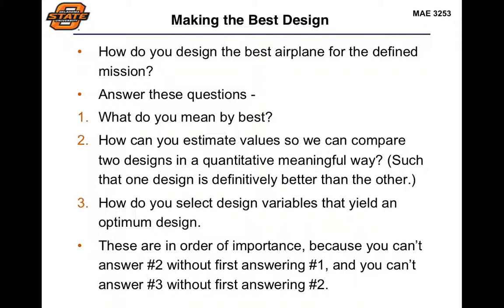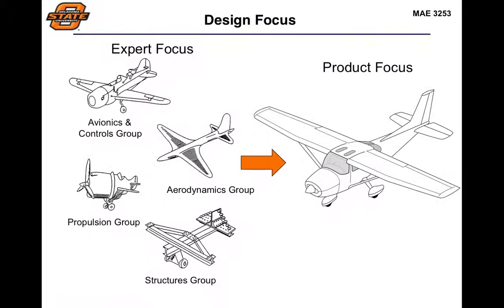And that allows you then to say definitively that design A is going to be better in this particular metric than design B. And then finally, how do you select these design variables such that you can then optimize a design? So you have several different parameters, you're able to quantify those, and then from that you can determine what the optimum combination of those variables is going to be. You have to do number one before you can do number two, and then you have to do number two before you get to number three. So you have to be able to really answer these in these particular stages.